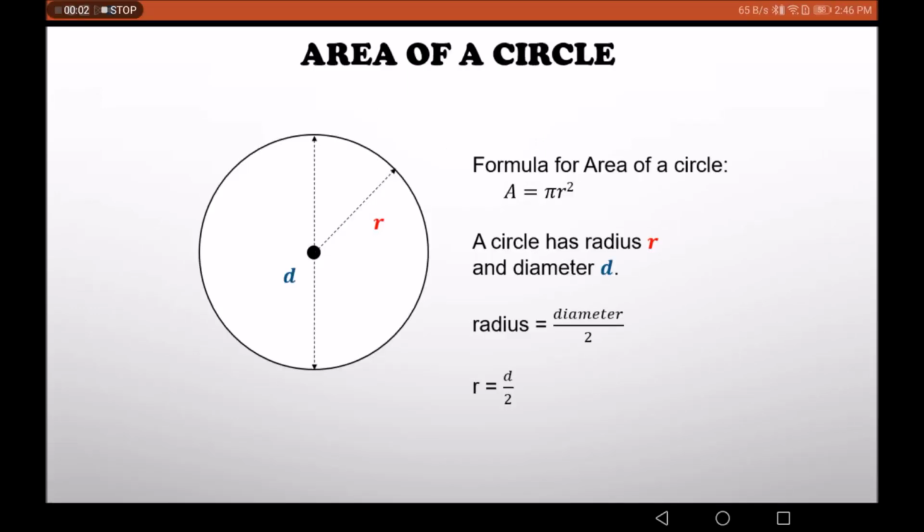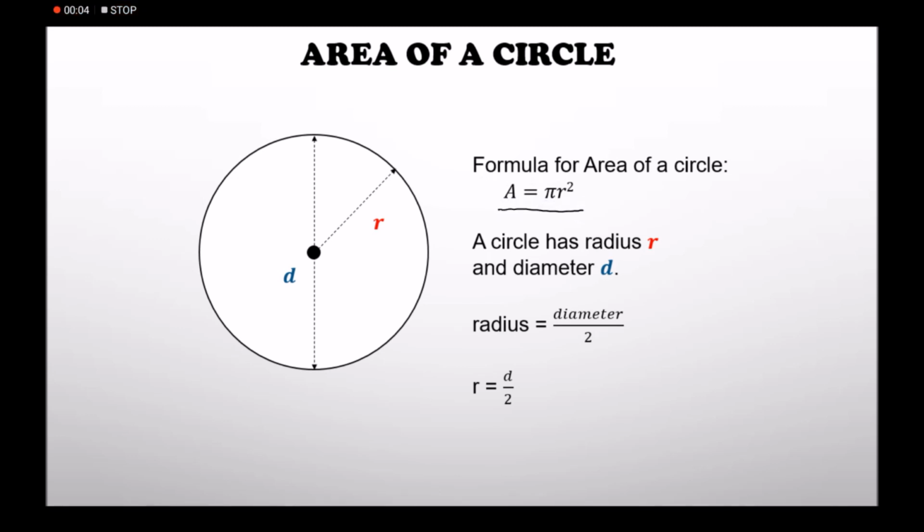The formula for the area of a circle is area is equal to pi r square. A circle has a radius and a diameter. A radius is a straight line from the center of the circle all the way to one point of the circle. A diameter is also a straight line from one point of your circle that will pass through the center all the way to the second point of your circle. If the given is a diameter, you have to convert it to radius. And radius is equal to diameter over 2, since radius is half of diameter, or simply r equal d over 2.